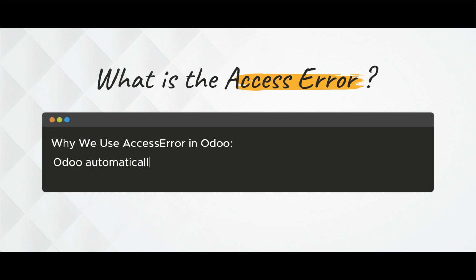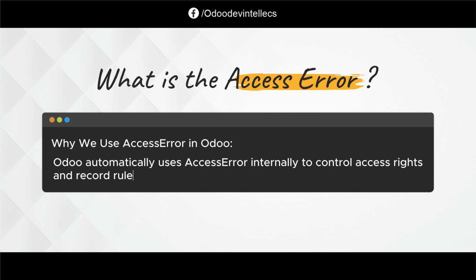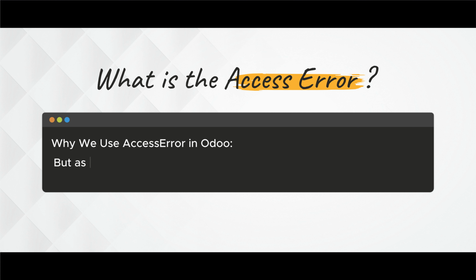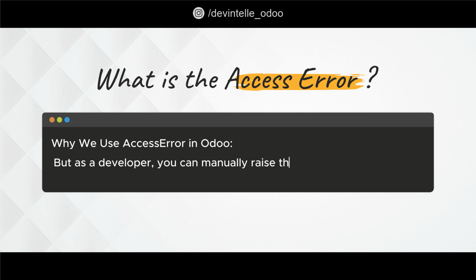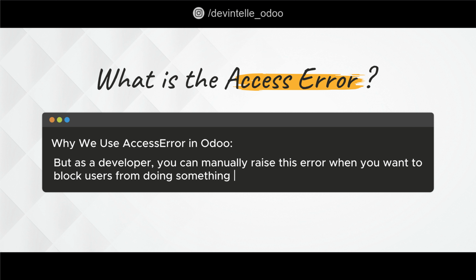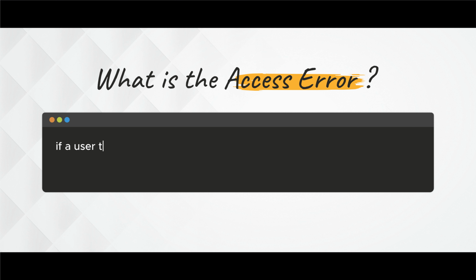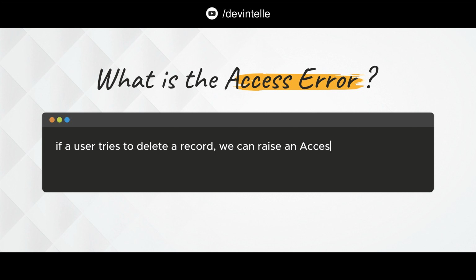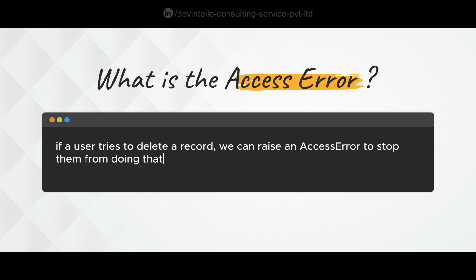Odoo automatically uses AccessError internally to control the access rights and the record rules. But as a developer, you can manually raise this error when you want to block the user from doing something. For example, if a user tries to delete a record, we can raise an access error to stop them from doing that. So let's understand it by the example.